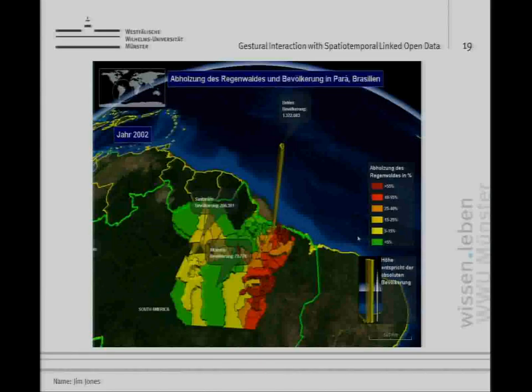Basically, you're seeing, sorry, it's written in German. It's the deforestation correlated with the population of one state, Pará. The color means deforestation level, from green being very good to red very bad. And the height of those geometries is the population.